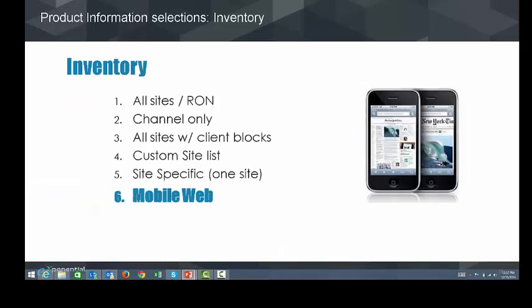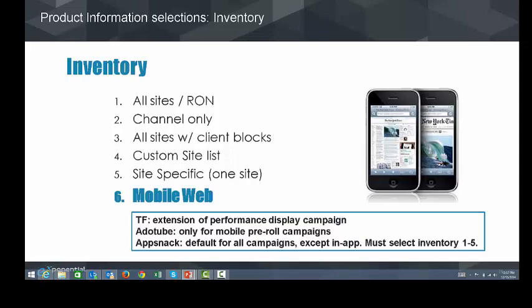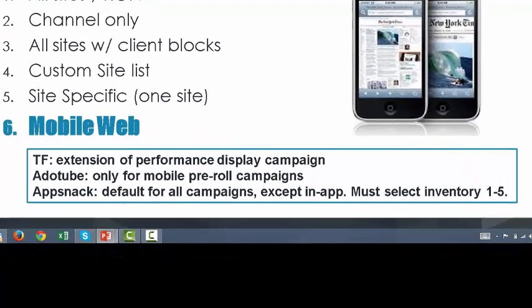Lastly is mobile web. This is targeting a site via a mobile device. Worth noting is the difference of this inventory for each division, so it's not an option for Firefly campaigns. For Tribal Fusion, this inventory will be selected when a performance display campaign wants to extend its reach onto a mobile site. For Attitube, this is used only for mobile pre-roll campaigns.